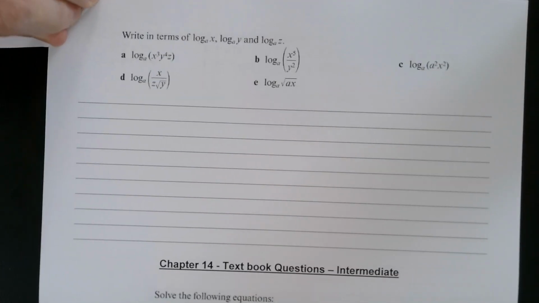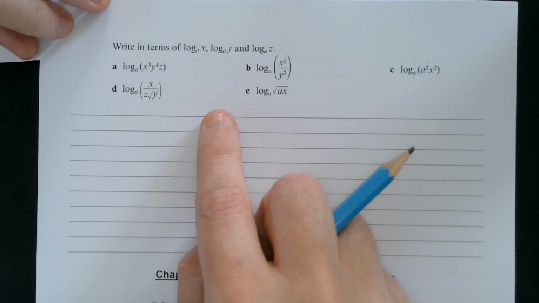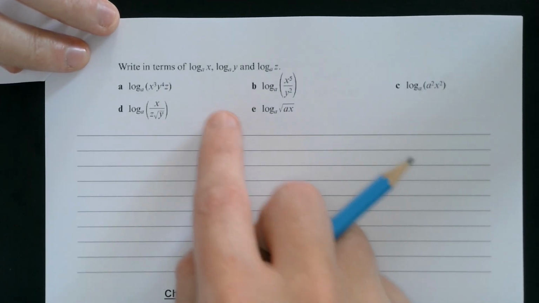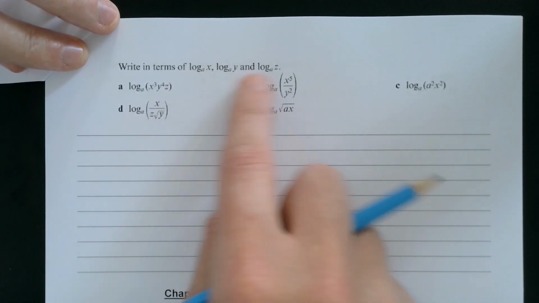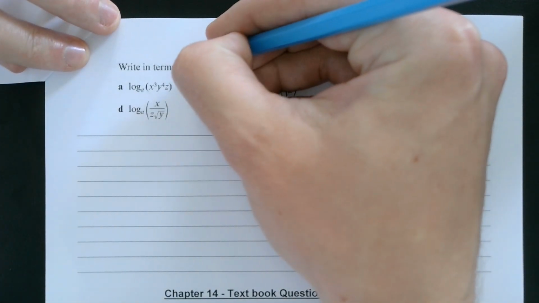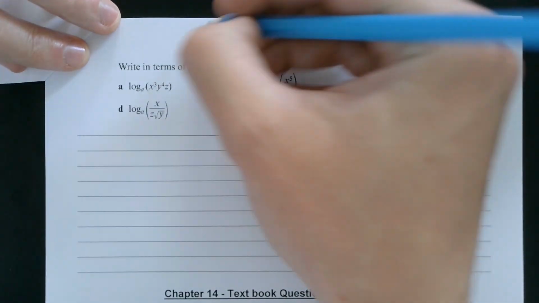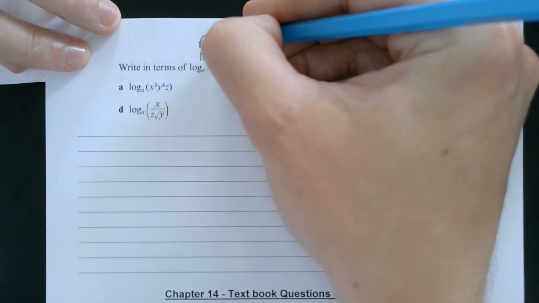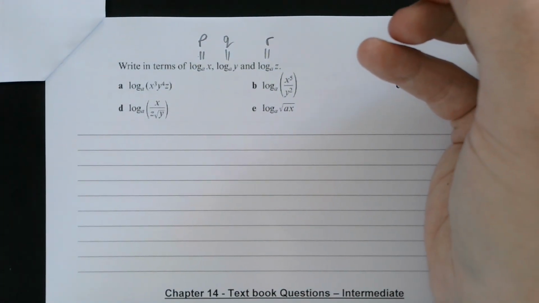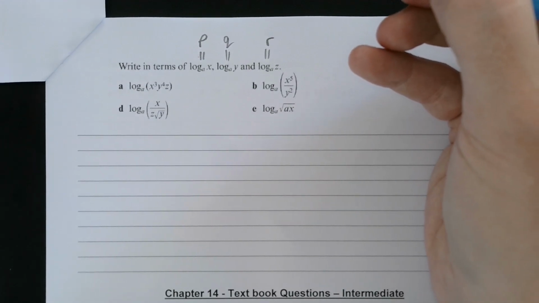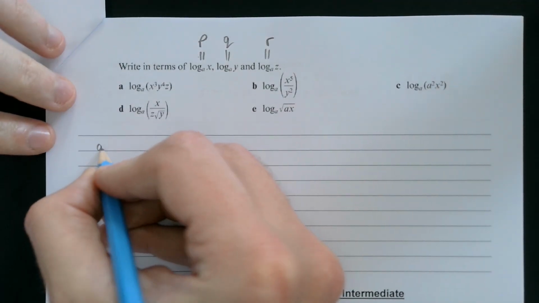You do see questions a bit like this sometimes in exams, where it asks you to write it in terms of log x, log y and log z. What normally they will do is they'll call this p, and they'll call this q, and they'll call this r, and then they'll ask you to write it in terms of p, q and r. It doesn't really change the question.